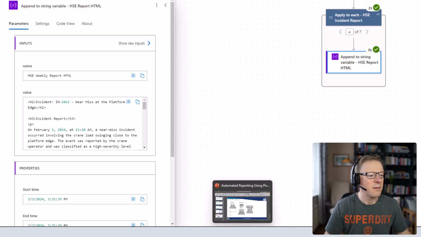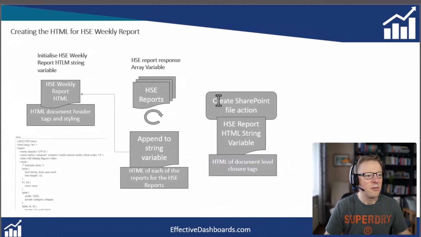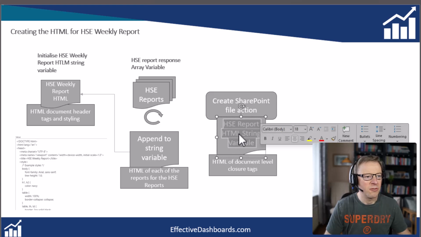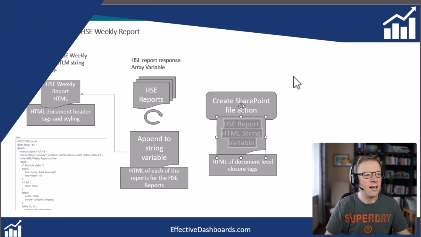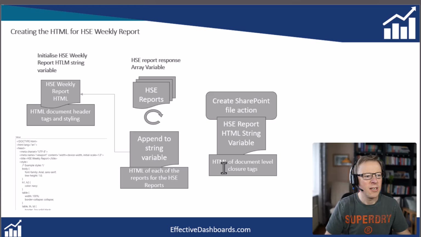So the next thing we're going to do is start to create the actual file. We need to get this HTML string that we've got, which is this HTML string variable here. So it's one big string variable with all the reports in it. And we're going to use that, and we're going to actually add in the HTML document level closure tags.